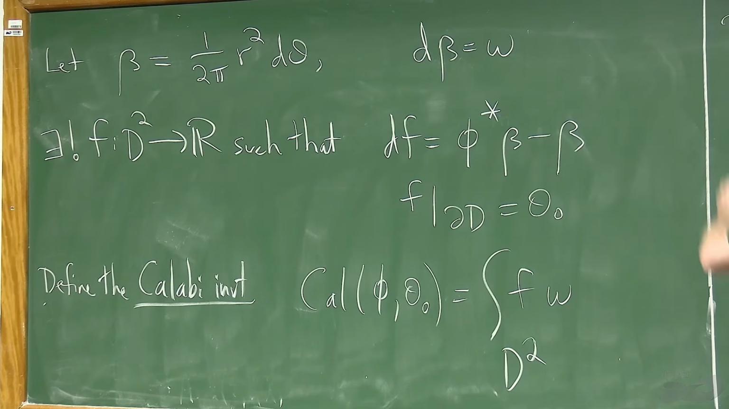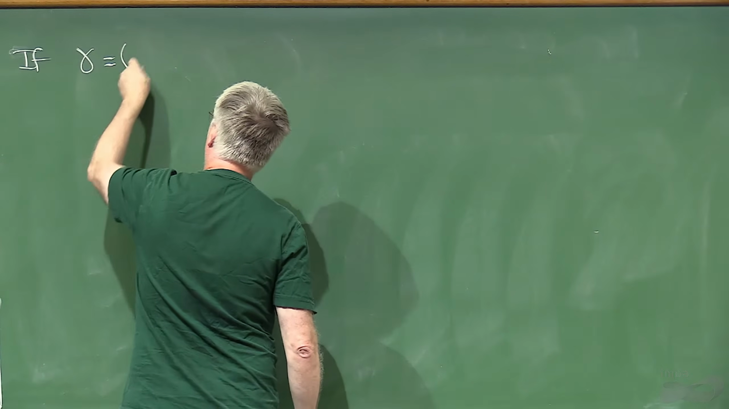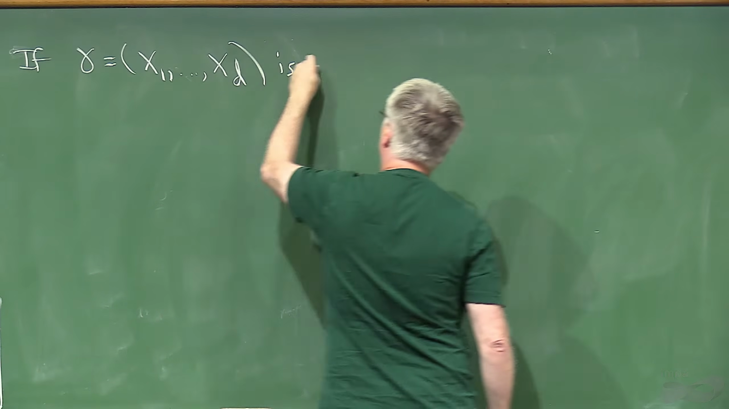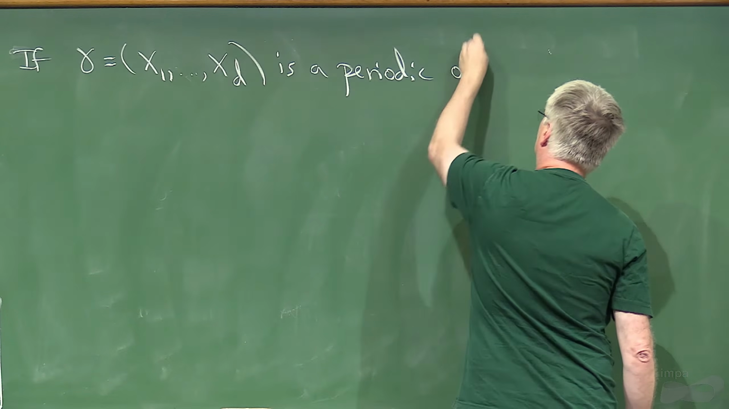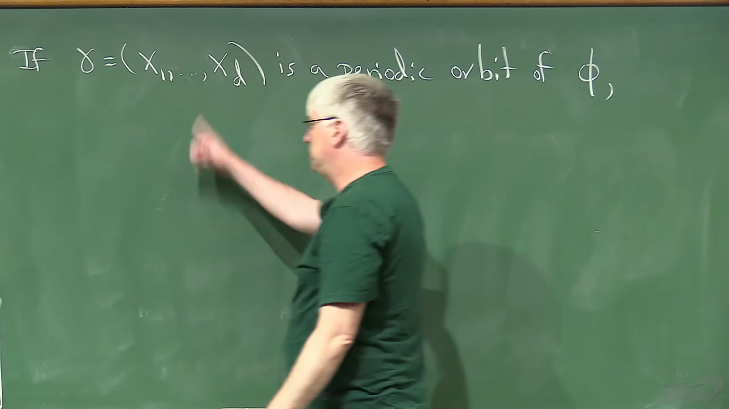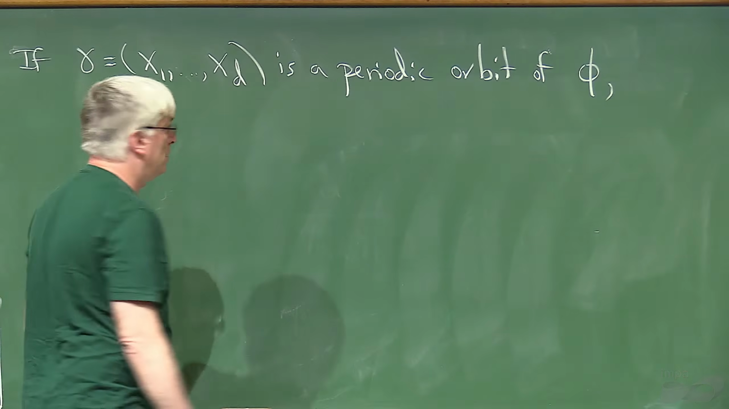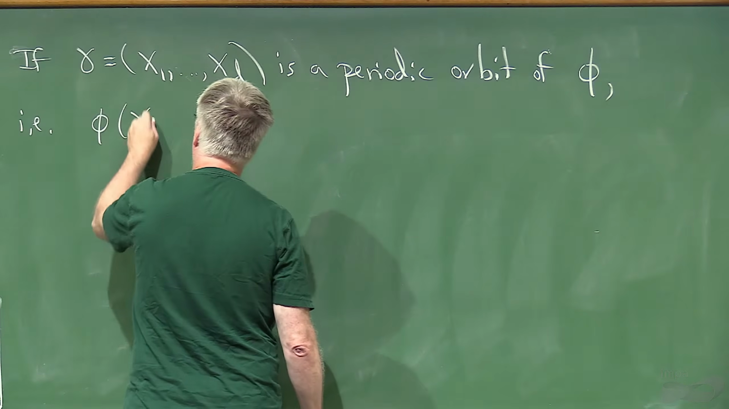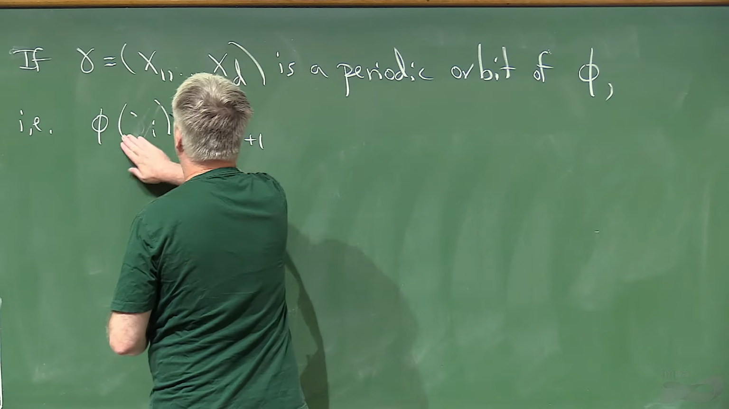And then if gamma is a periodic orbit of phi, that is, these are d points which are cyclically permuted by the map phi.